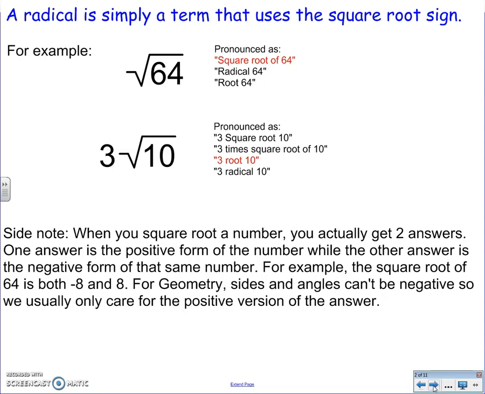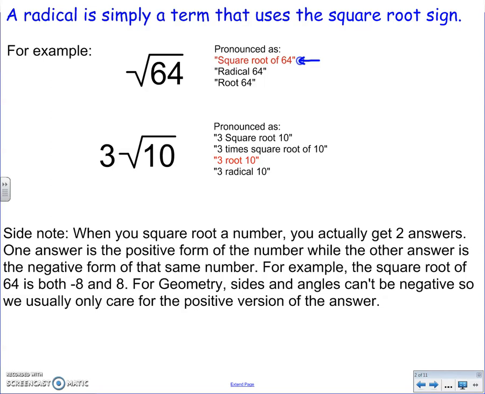So a radical is simply a term that uses the square root sign. For example, we see square root of 64. There are lots of ways to pronounce or say it. I put my favorite or the most common one in red, but you can also call it radical 64 or even root 64. Another example is 3 root 10.